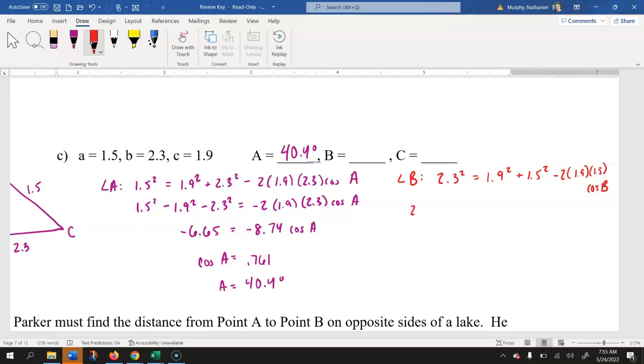All right, so just like we had to do in the previous one, we have to do the same thing here. I'm going to subtract 1.9 squared from both sides and 1.5 squared from both sides, leaving us with negative 2 times 1.9 times 1.5 times the cosine of B. When I simplify the left side on this one, you get negative 0.57. On the right side, we get negative 5.7. So when I divide both sides by negative 5.7 to get the cosine of B by itself, we get a positive 0.1. When we do the inverse cosine of both sides, we get angle B is 84.3 degrees.